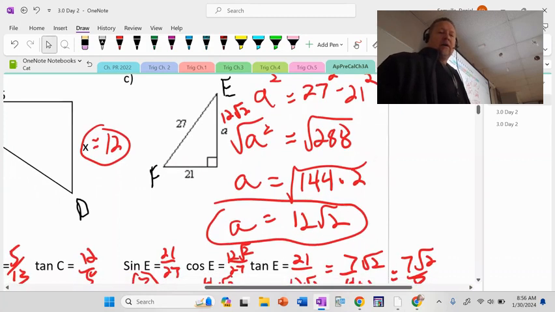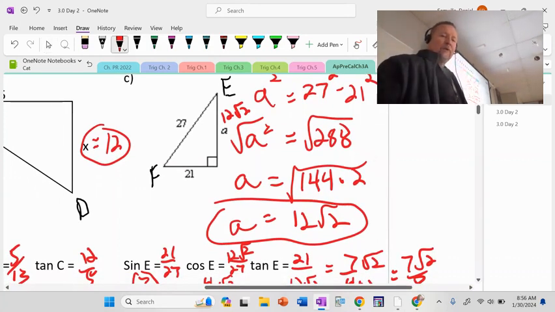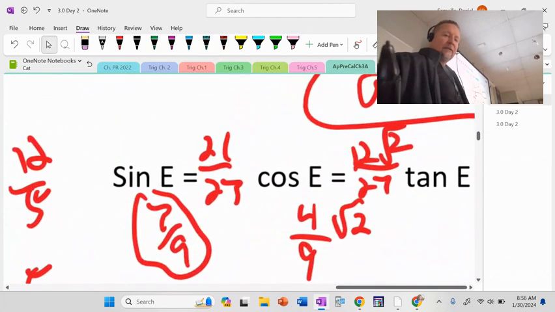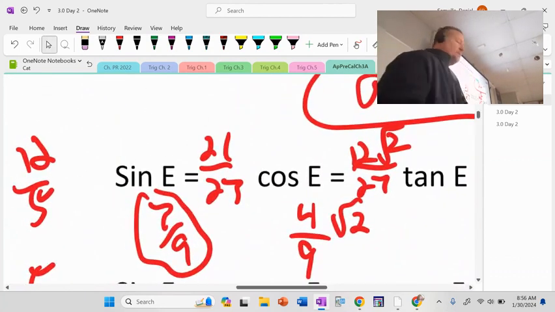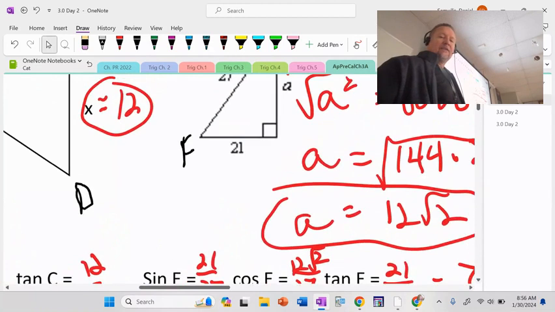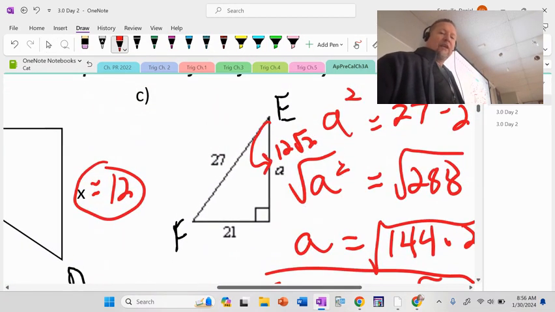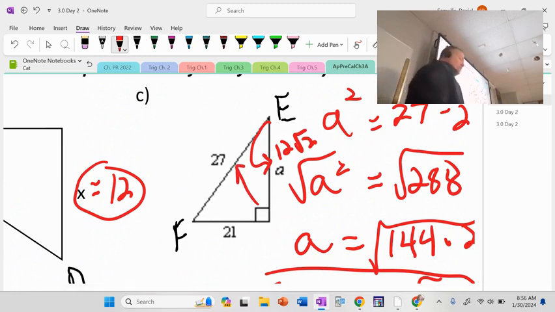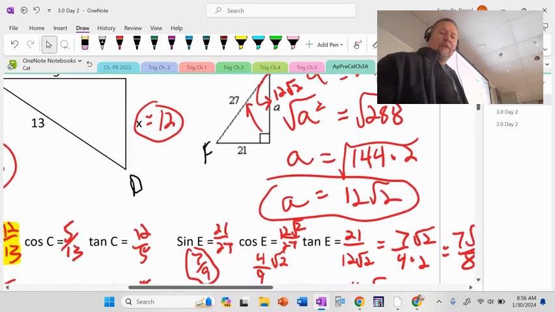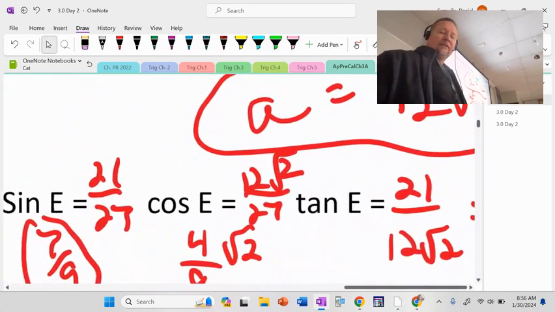All right. So sine of E is 21/27. That's easy. Right. And then we should always reduce, but not so easy as cosine of E. Now we got that radical again. Cosine of E is adjacent over hypotenuse. Remember, adjacent's right next to. So what that ends up becoming is 12√2/27.